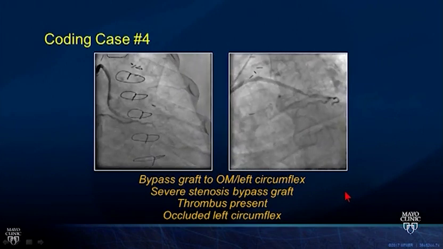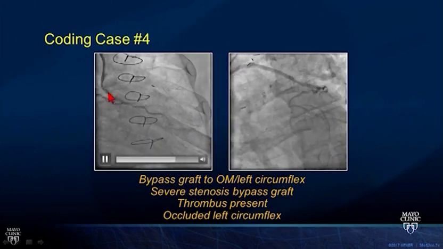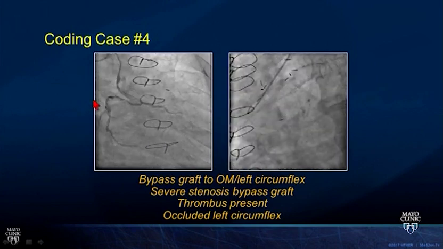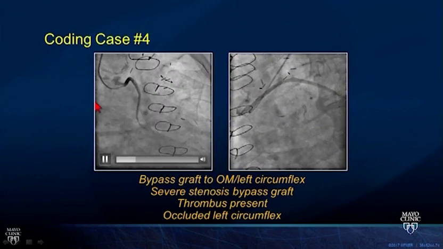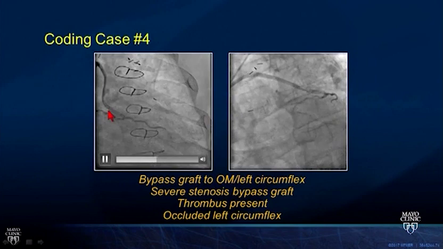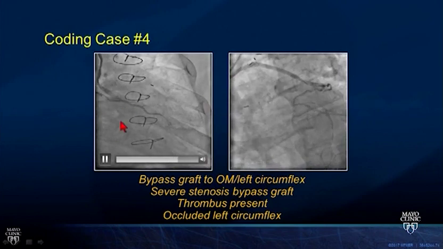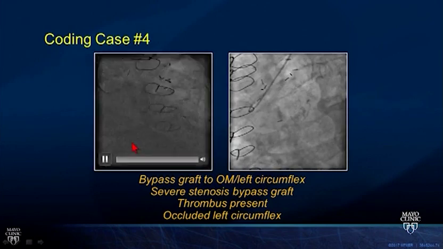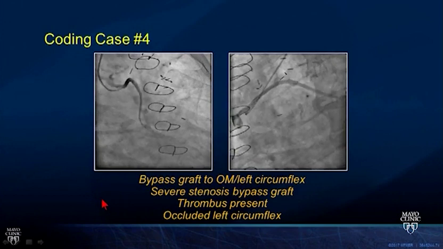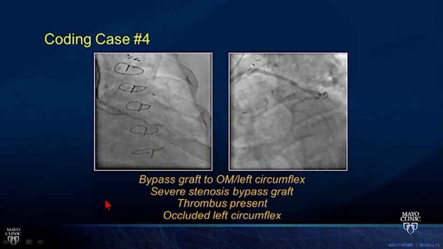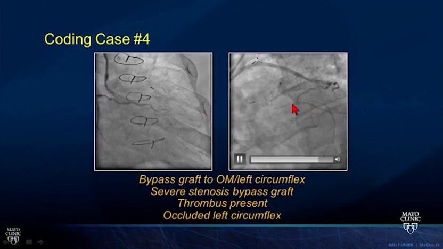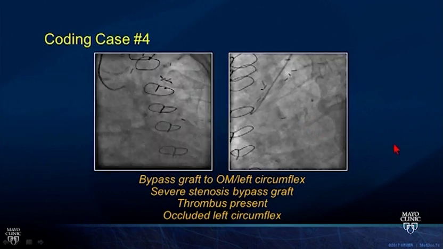There's a severe stenosis in the graft, and I think this is likely due to thrombus. There you see this filling defect inside the graft. So I would code that thrombus is present because you see these white circular objects in there, so it's an actual filling defect. And then you can infer that the circumflex is occluded here because you don't see any retrograde flow back into the circumflex.